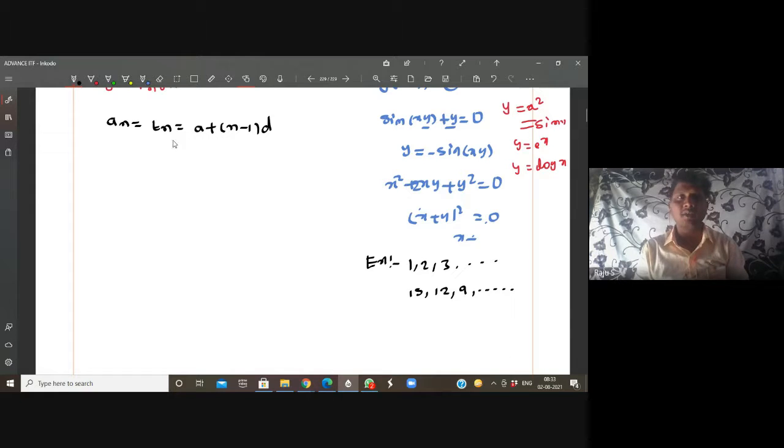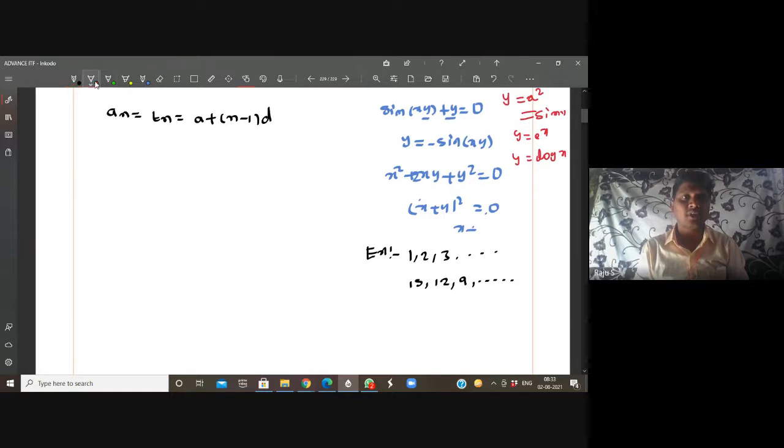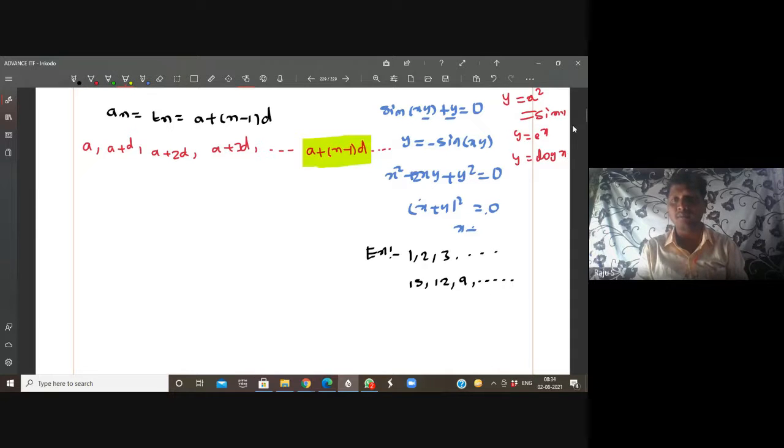So how do we write an arithmetic progression? Generally the first term is a, the second term is a plus d, then a plus 2d, a plus 3d, and so on, up to a plus n minus 1 into d. So a plus n minus 1 into d gives the nth term of an arithmetic progression.